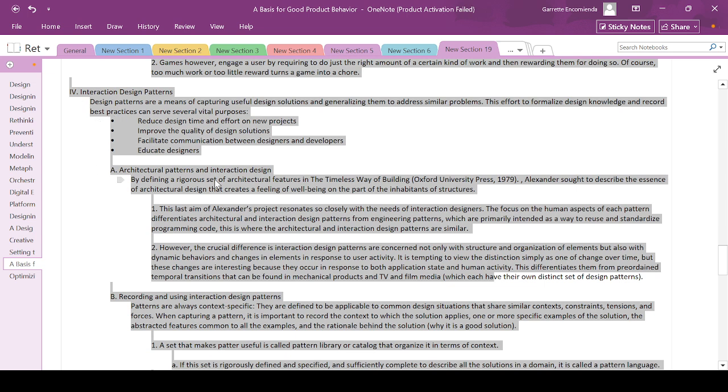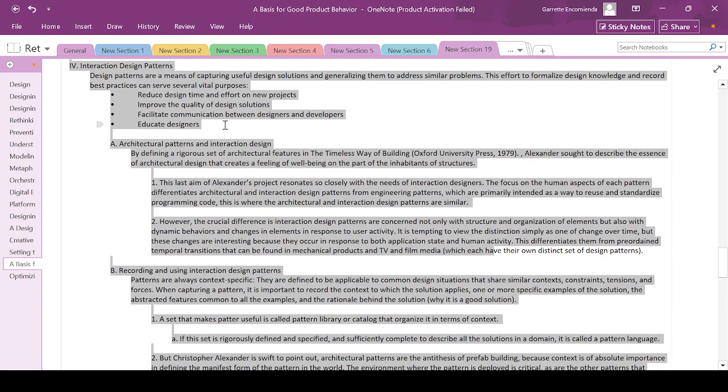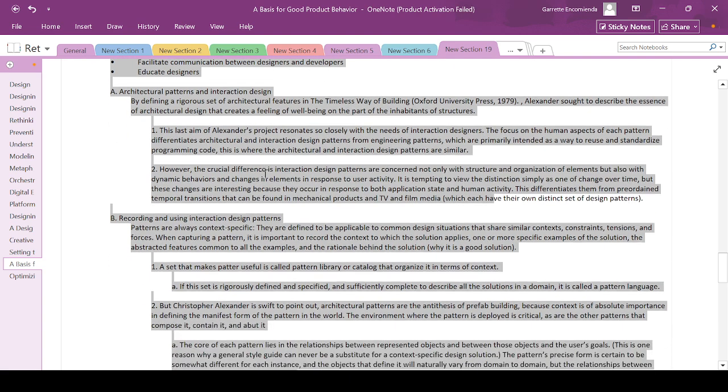Interaction design patterns. These are the contextual patterns that we can use in specific contexts. Design patterns are a means of capturing useful design solutions and generalizing them to address similar problems. This effort to formalize design knowledge and record best practices can serve several vital purposes: reduce design time and effort on new products, improve the quality of design solutions, facilitate communication between designers and developers, and educate designers.